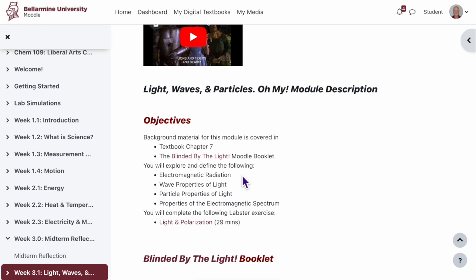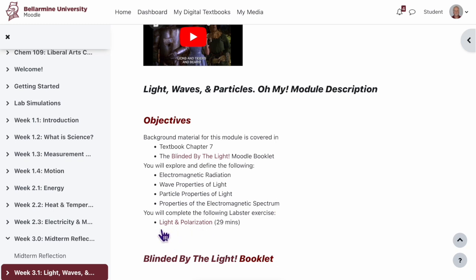I'm sure you've heard that word used before, but we also will learn that light can behave as a collection of particles. And then we're going to take a look at the properties of the electromagnetic spectrum, that is, different types of light. We're, of course, familiar with visible light, but there's also ultraviolet light, infrared light, radio waves are a form of electromagnetic radiation. So we're going to talk about all of that in this particular module.